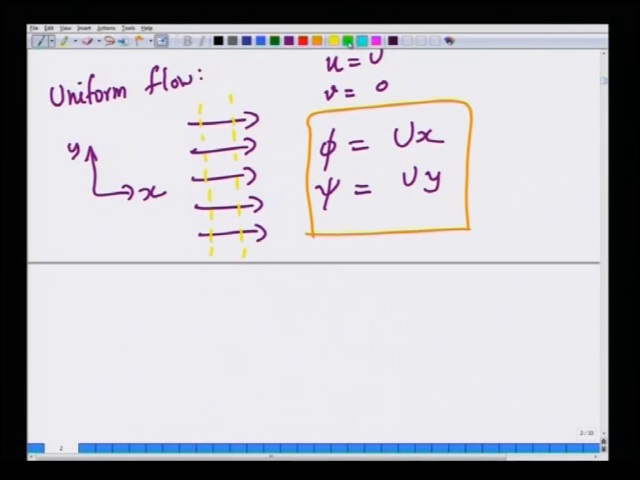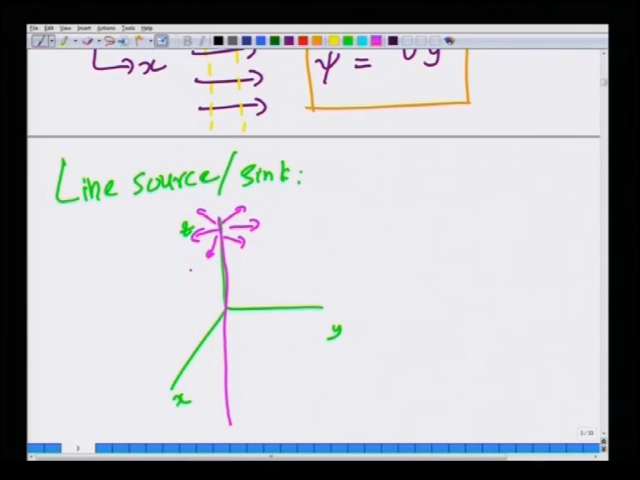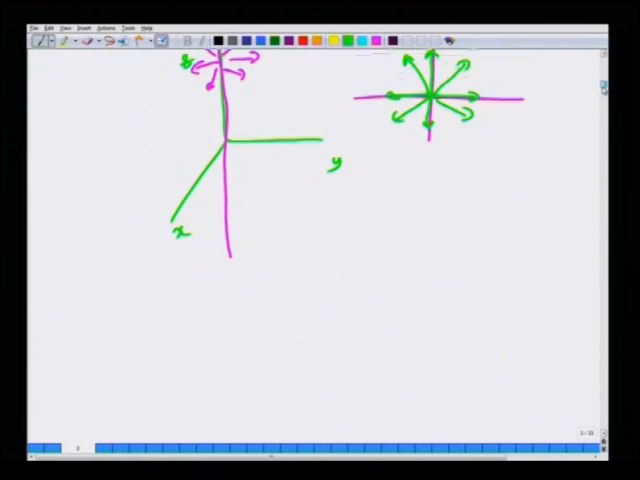Then we also discussed line source or sink, which is essentially, imagine you have a source of fluid of mass where fluid is coming out radially at each and every point. Since the source length is very, very large, you can imagine it to be like, in the xy plane, it will appear like you have a point source and fluid comes out radially at each and every point. Okay. So, if it is a sink, all the vectors are radially inward; it is a source if all the vectors are radially outward.